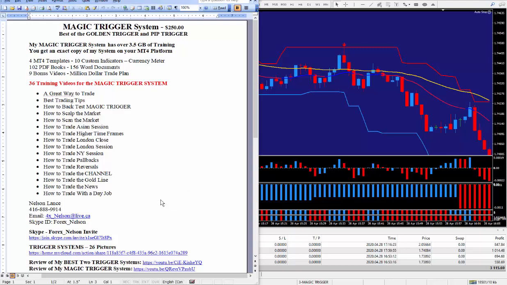So now, over the past 10 years or so, I built 26 trigger systems, and if you want to see screenshots, all you got to do is click on this link. And over the past 3 or 4 months, as I was building the golden trigger and the pip trigger, I did a review on it. Just click on this link here, and after I merged them together, I talked about the magic trigger, and all you got to do is click on this link and you will see that.